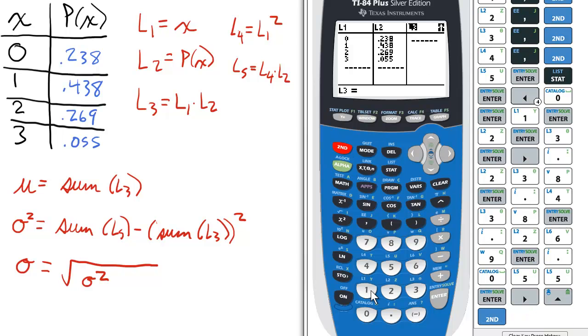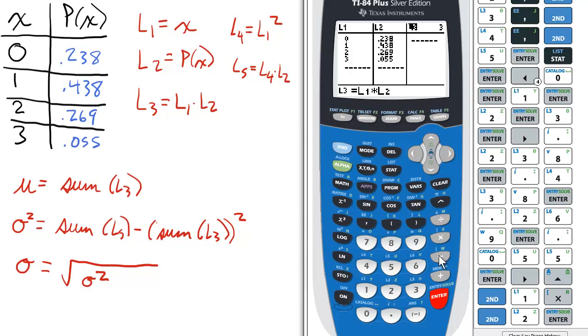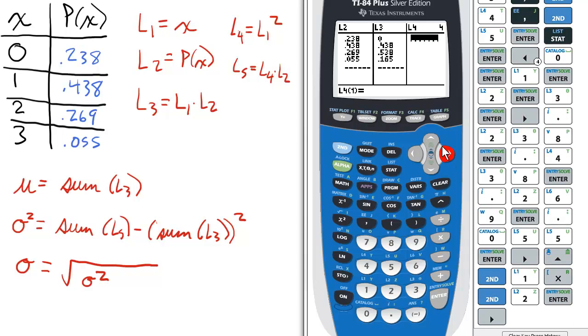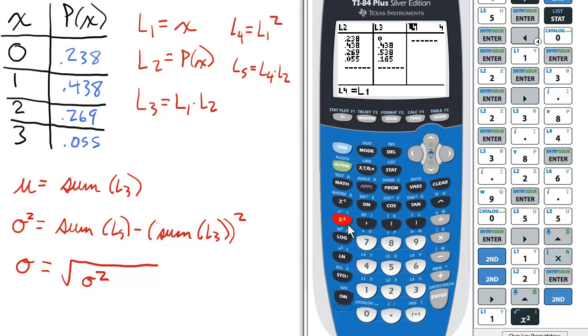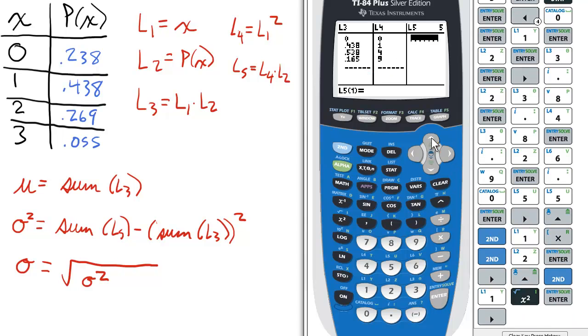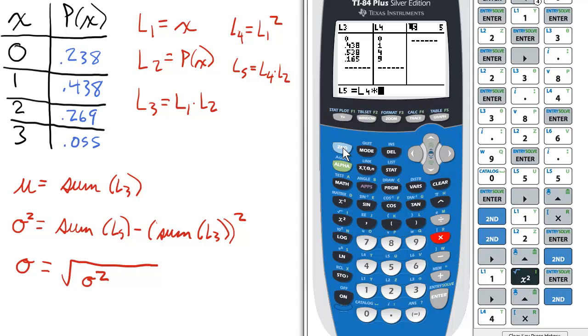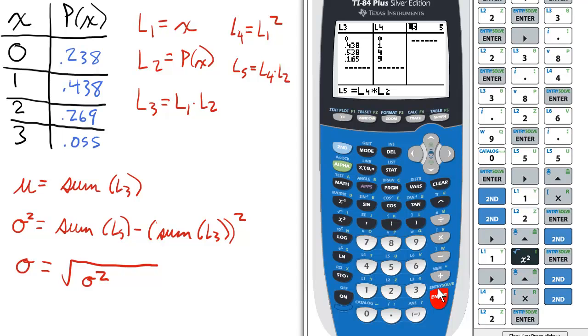We're going to make it L1 times L2 and enter. Good. Scroll over to L4. Go to the top. We're going to make this L1 squared by pressing second and 1 and the x squared symbol and enter. And then L5, go to the top. We're going to make that L4 times L2 and enter. Now quit to the home screen.